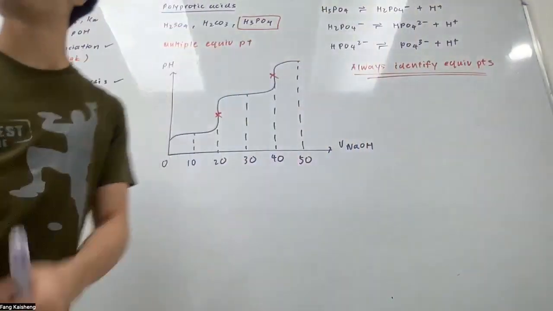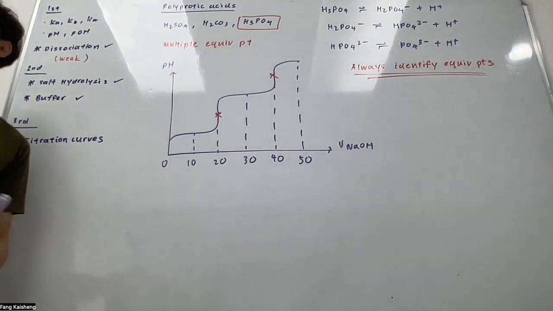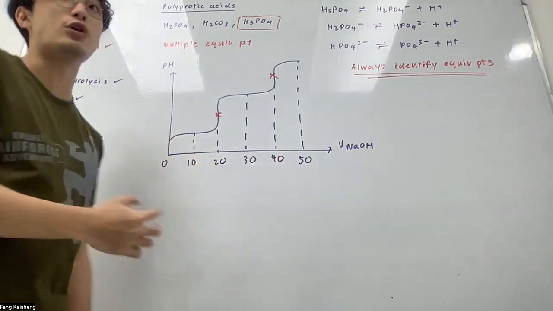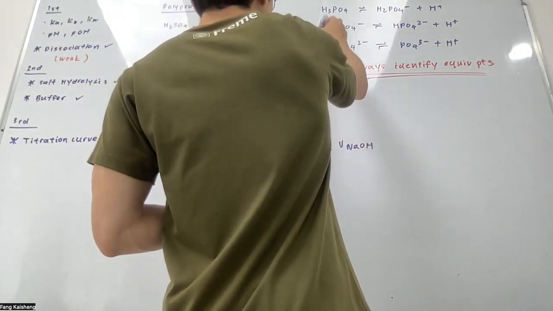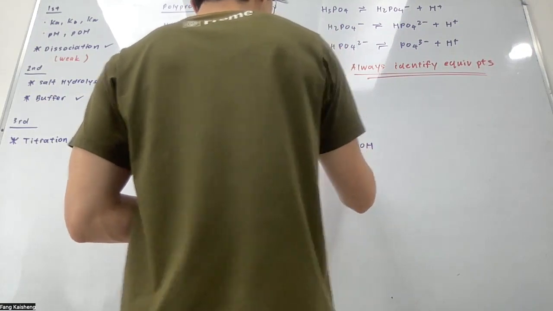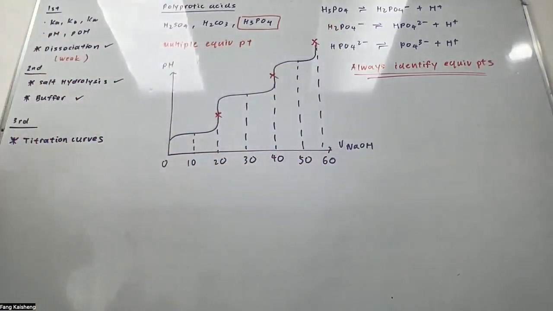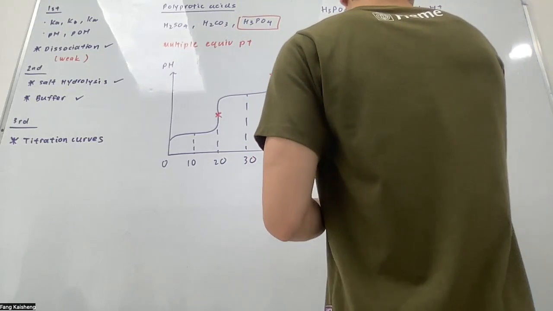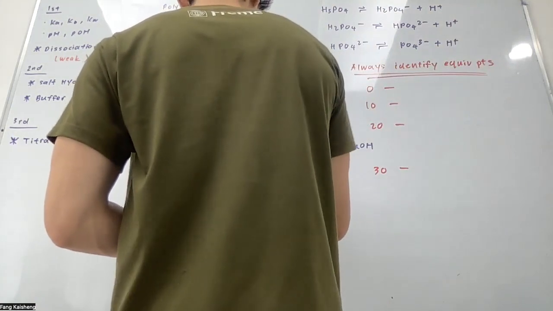Now take a look. On all these equivalence points, how many should you have? 3. The first equivalence requires 20. The second equivalence requires another 20. The third equivalence, where should you be ending? 60. So I want you to extend it until there. That right there is the third equivalence. With reference to all these species, tell me what the species are at 0, 10, 20, 30, 40, 50, 60. Give me everything.